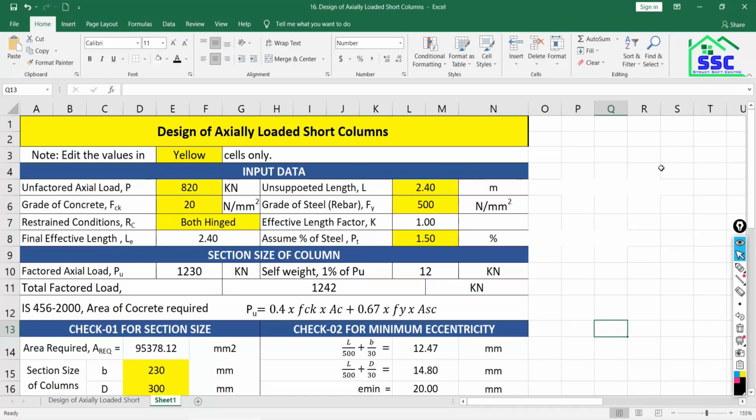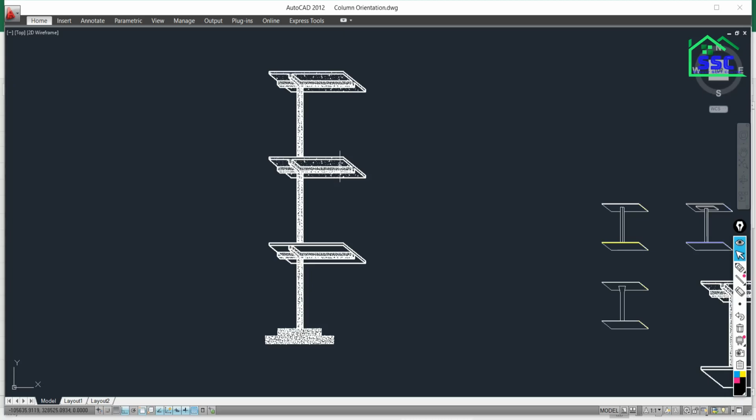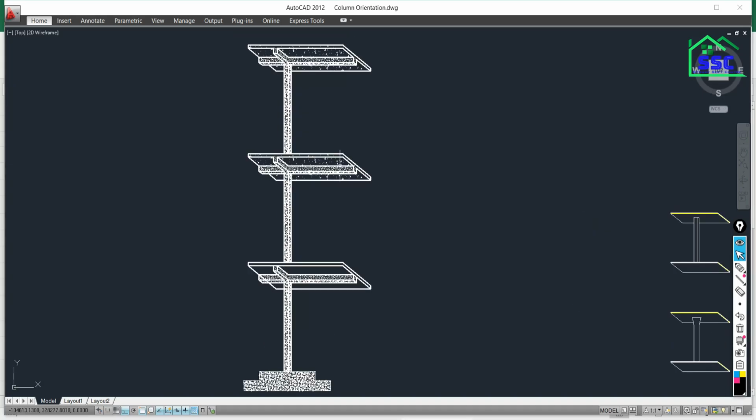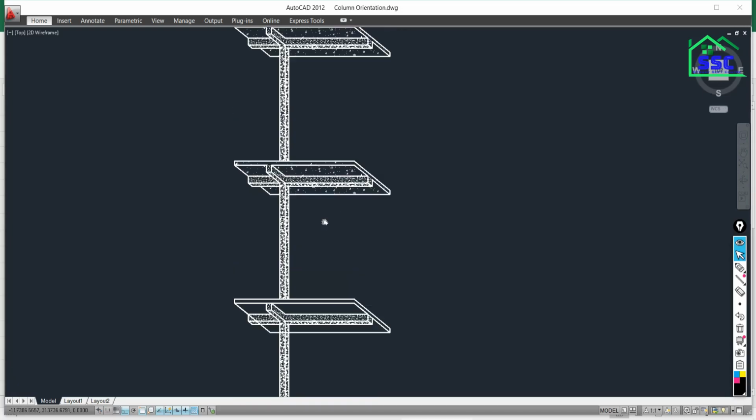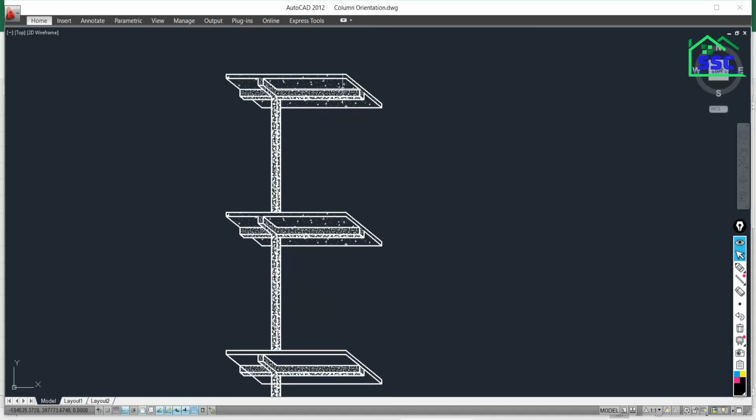So try to understand the difference between the total length of the column and the unsupported length of the column. Coming back, let's consider this simple representation of the structure where the slab is supported by the beams at all the floors. What is the total length of the column? The top of the upper floor to the top of the lower floor, we call it the floor to floor height, and this is the total length of the column.